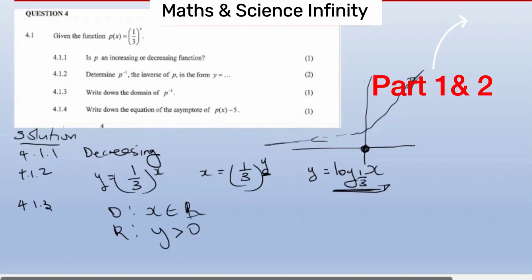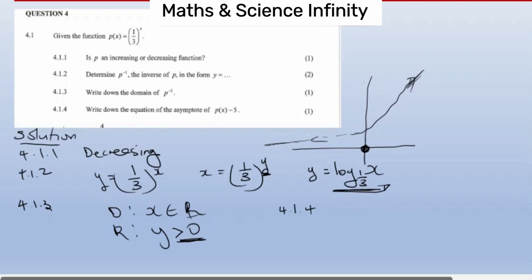Hence we say y is greater than 0. Everything above 0 will be our y-axis for the graph, because the graph is growing rapidly upwards, right? Meaning that it includes all the y-axis except for 0, right? I hope everyone understood that. Now we quickly move to 4.1.4.